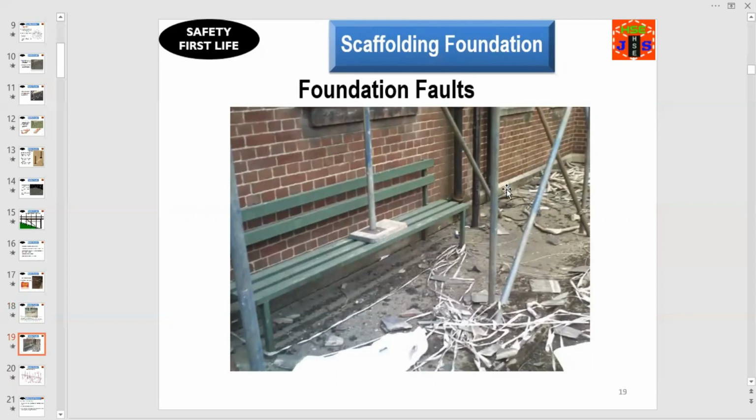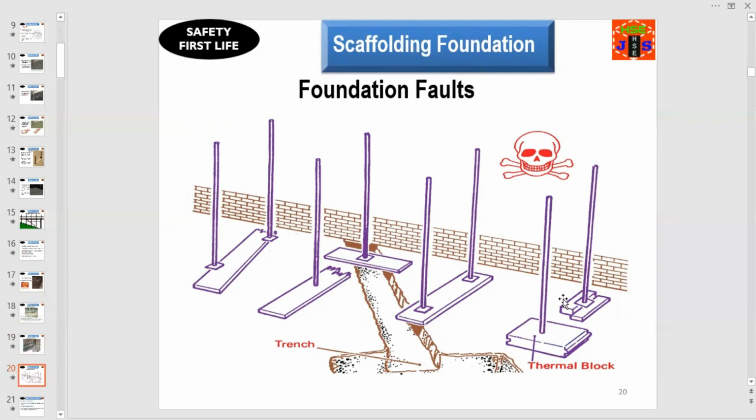Here you can easily identify what are the foundation faults, where the foundation is kept. We are thinking and we are talking about firm ground surface, and this is the ground surface. In this photograph, you can see also there is a trench and scaffolding is erected on the edges of the trench. What will happen? Once the load will increase, scaffold will collapse.